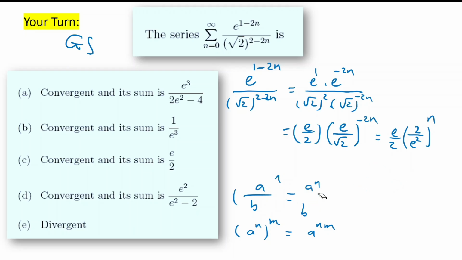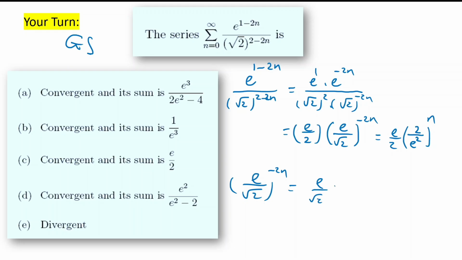I'll show you here. It's e over radical 2 to the power of negative 2n. This is e over radical 2 to the power of negative 2, all to the power of n. And this is squared but negative, so I could take the reciprocal. Radical 2 squared, it's 2. e to the power of 2, it's e squared, all to the power of n. Okay, since the power is negative, it's the reciprocal. Okay, now the question is ready.